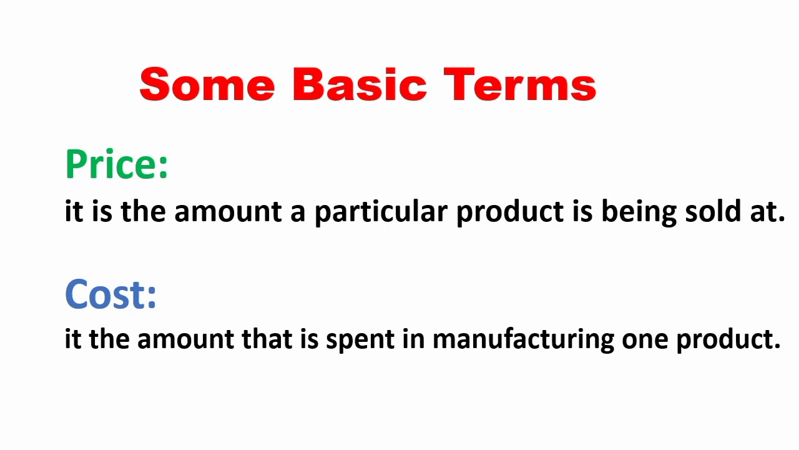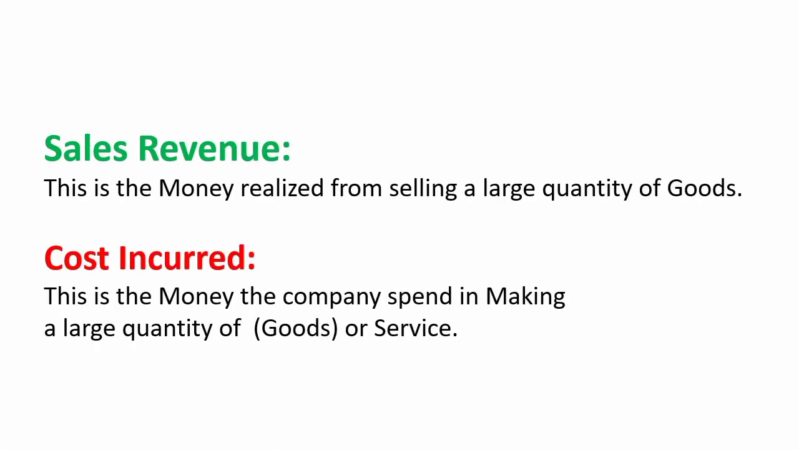Now, some basic terms: price and cost. Price is the amount a particular product is being sold at. Cost is the amount that is spent in manufacturing one product. Now, what is sales revenue and cost incurred? Sales revenue is the money realized from selling a large quantity of goods. Cost incurred is the money that the company spends in making that same large quantity of goods. So sales revenue is the money we get from selling the manufactured goods, while cost incurred is the money we use in making the manufactured goods.